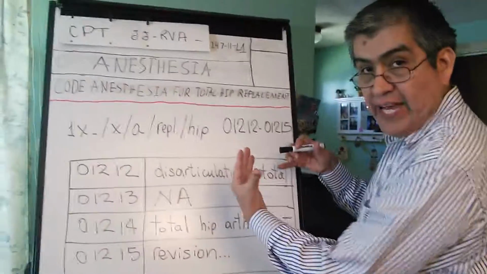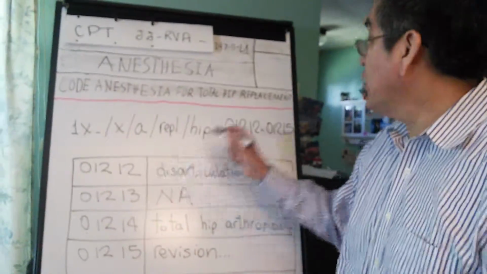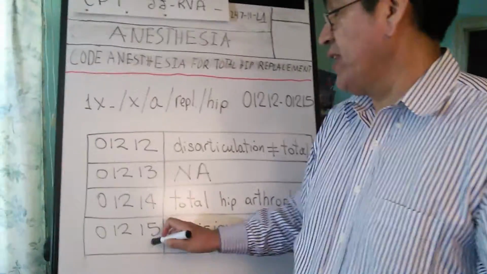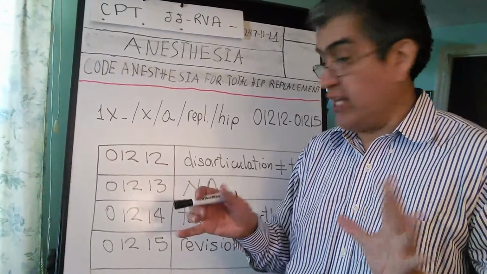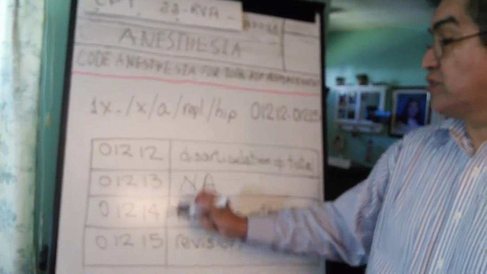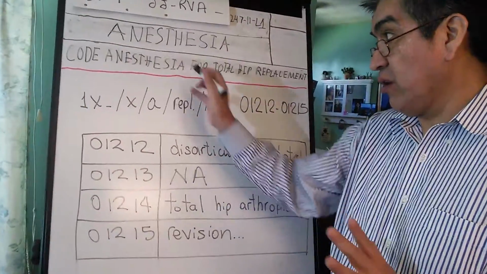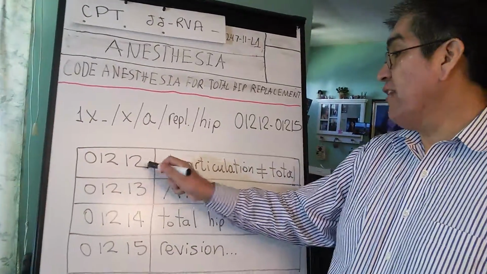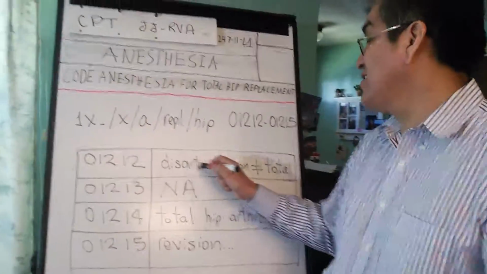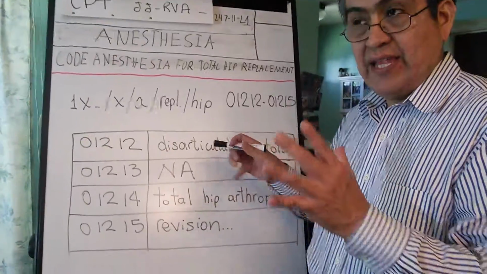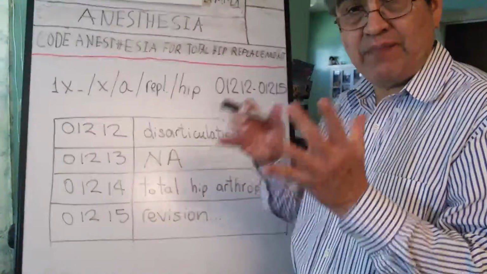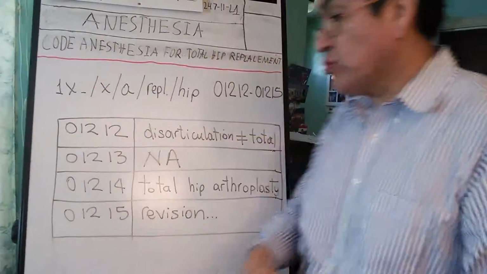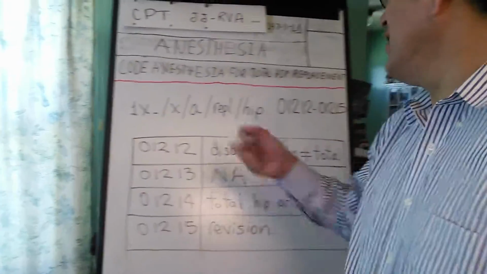Now you refine that by going to the tabular. In the tabular, you review these codes, 01212, 01213, 01214, and 01215, and here you use a process of elimination. You read the definitions of all four, and the one that comes closest to the definition of the problem should be your code. The 01212 says disarticulation, which means just a part of the hip. It's different from total, but we need total. So this one doesn't work.